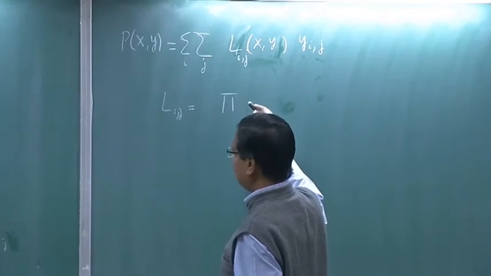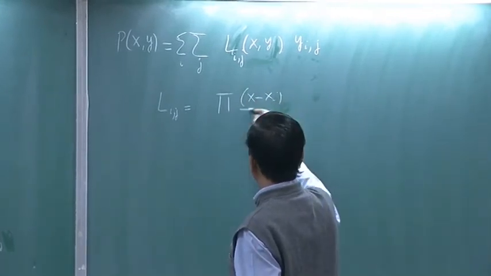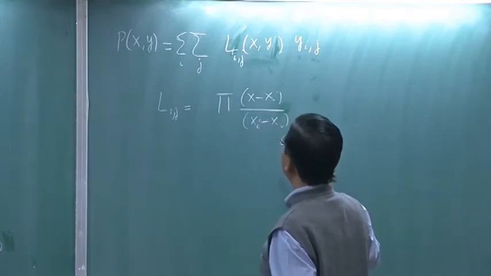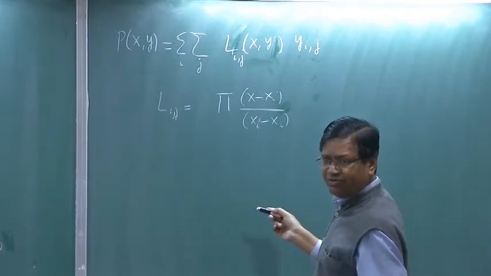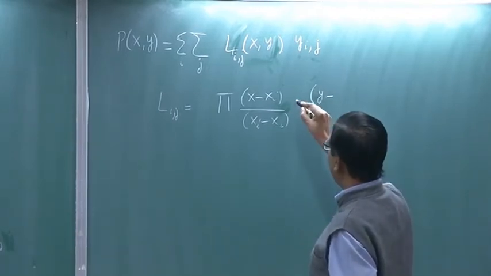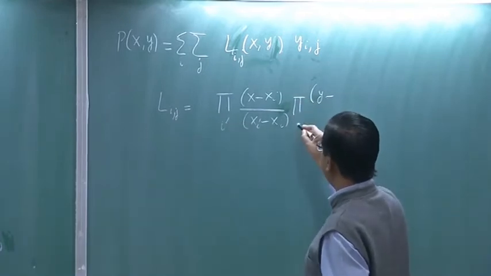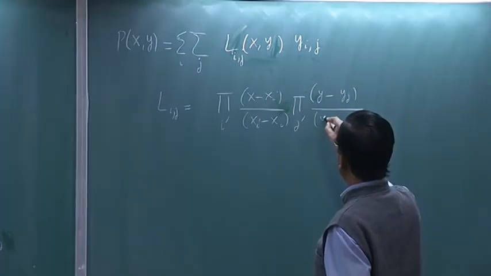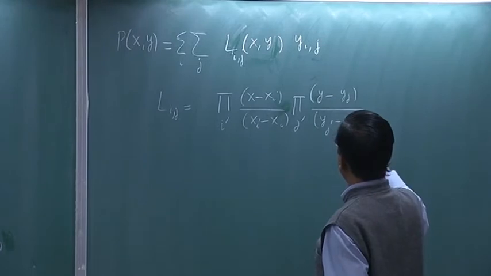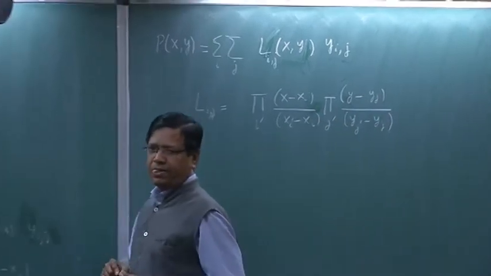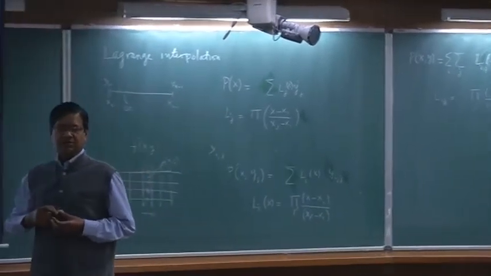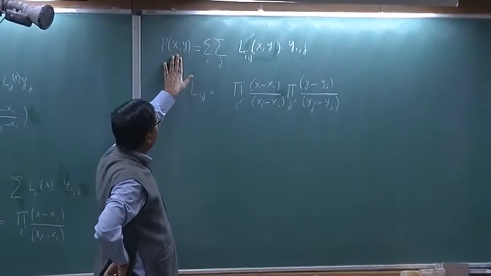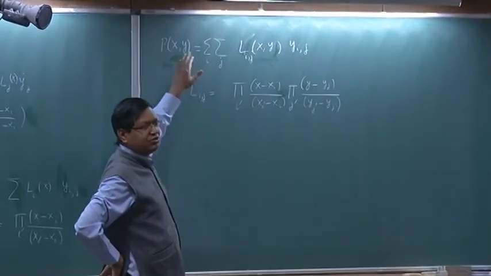Product, x minus x i prime, and for the y, I have to do for the y, product, so this i prime, j prime, y minus y. So you do in two steps. So this is a formula. This will give you the interpolated value at any xy in the domain.